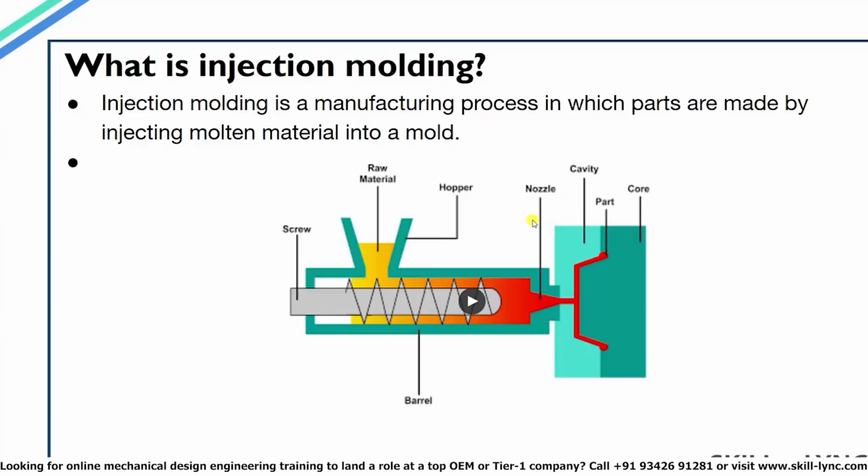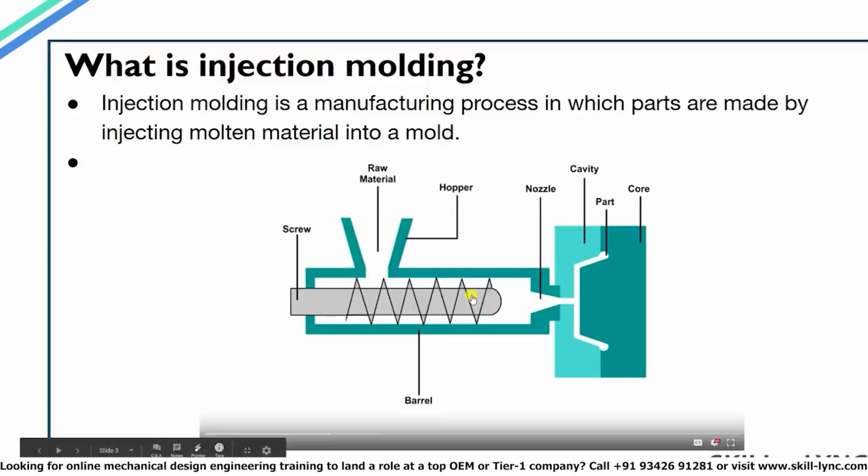The first topic we shall cover is what exactly is injection molding. Injection molding is a manufacturing process in which parts are made by injecting molten material into a mold. The hot molten material which is injected takes the shape of the mold and then solidifies as it is being cooled. Then the mold is opened and we get the required part. Here we have an animation showing the basic working of the molding system. I will first run the animation so you guys can see the working, and later I will explain the working.